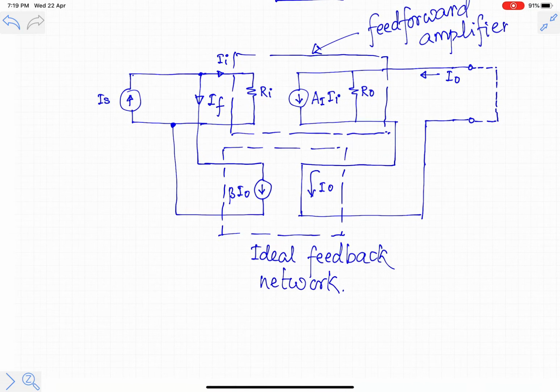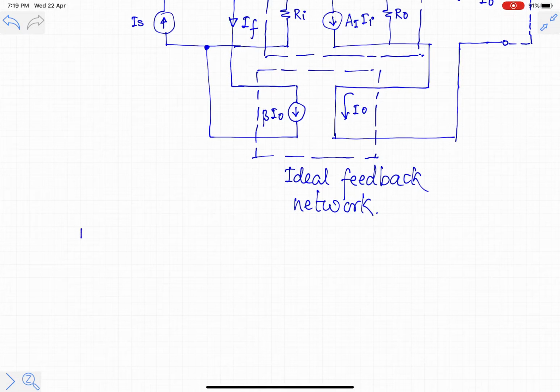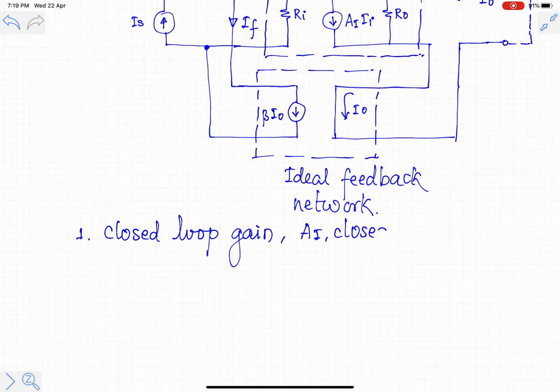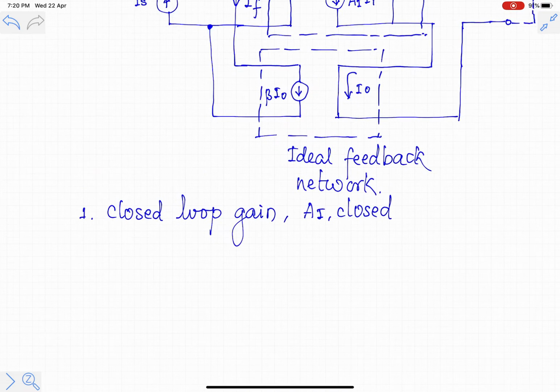Now with feedback we have to find out what are the values of closed loop gain, closed loop input impedance and closed loop output impedance. So we will see the analysis of these quantities. So first one is the closed loop gain. Closed loop gain means gain with feedback, but the feedback network is ideal. We show it by AI closed. This is without loading effect.